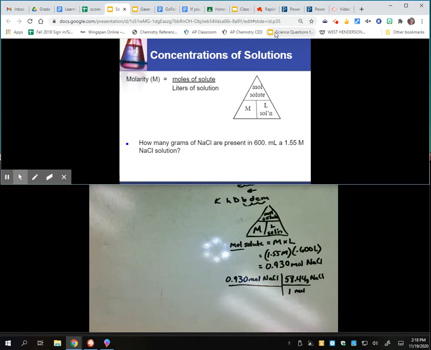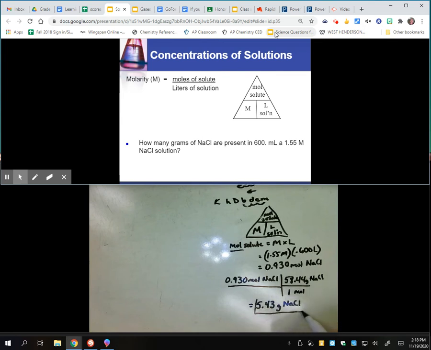And then I just take everything on top multiplied together, divided by everything on the bottom multiplied together. And I end up with 5.43 grams of sodium chloride. So this would be my answer. And what I could then do is I would measure out 5.43 grams of sodium chloride, and I would dissolve it in 600 milliliters or 0.6 liters of water. And I would have a solution that had the molarity I desired, that 1.55 molar.